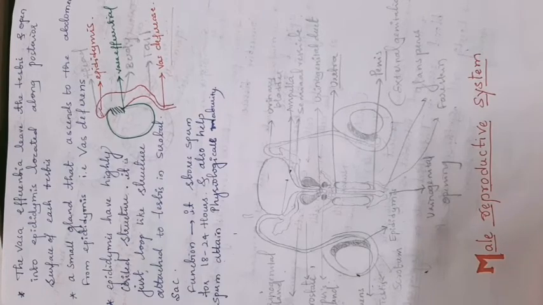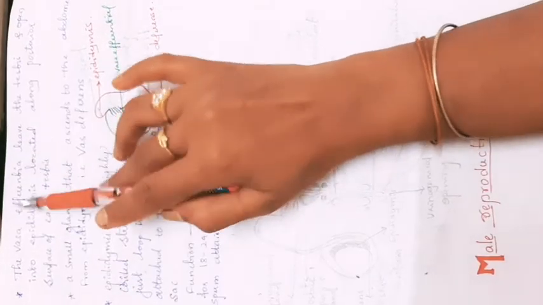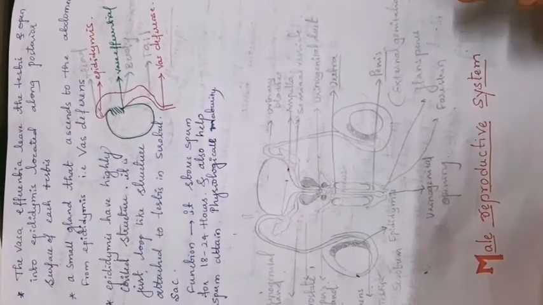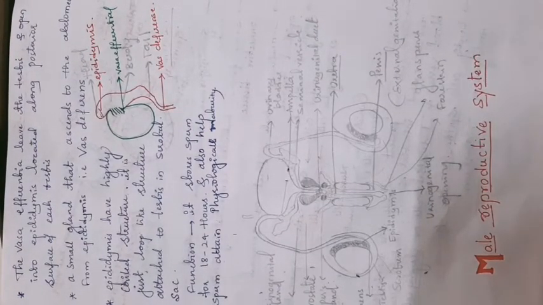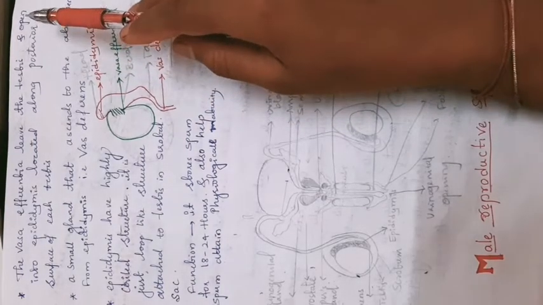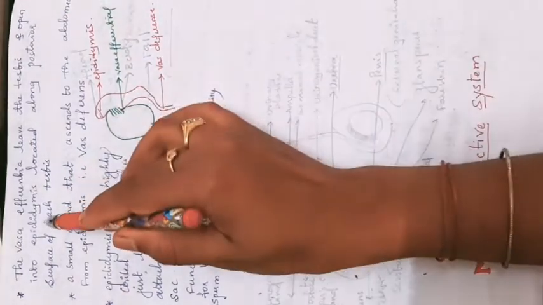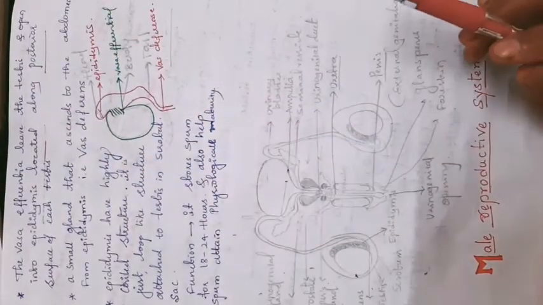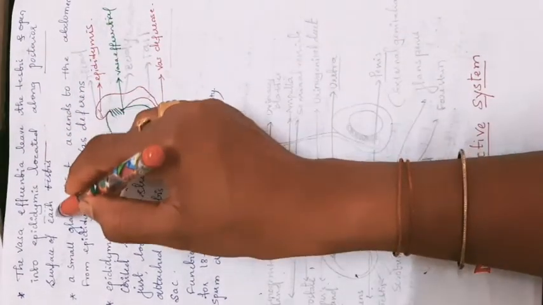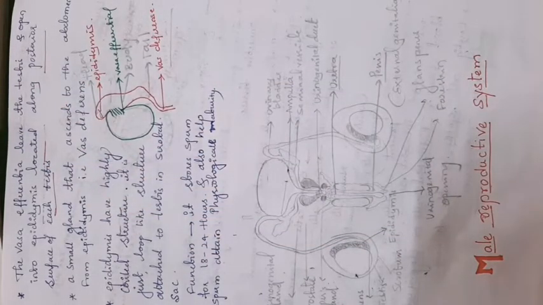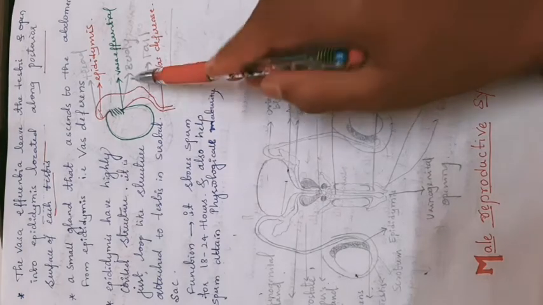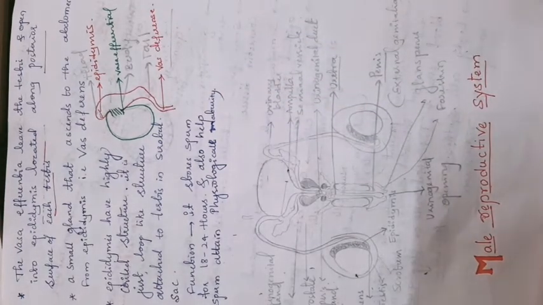Here we can see the points. The vasa efferentia leave the testes and open into the epididymis located along the posterior surface of each testis. Means the vasa efferentia present in both the testes open into the two epididymis, located along the posterior surface of each testis. Means the epididymis is present at the posterior side of the testes.